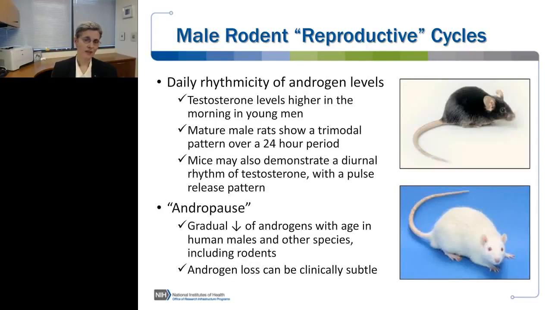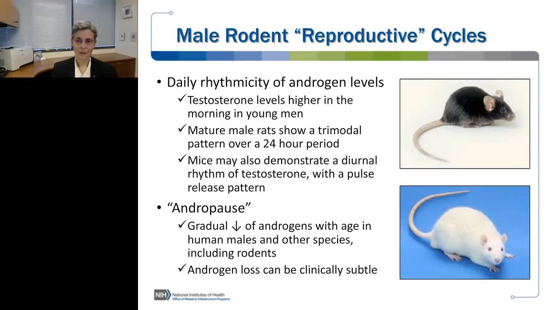I want to also emphasize that male sex steroids are not constant and can fluctuate on a daily basis. For example, testosterone levels are higher in the morning in young men. Mature male rats show a trimodal pattern over a 24-hour period. Mice may also demonstrate a diurnal rhythm of testosterone with a pulse release pattern. So the argument that females have hormonal variability, it's not just the females. Males can also show fluctuations in their hormone levels.